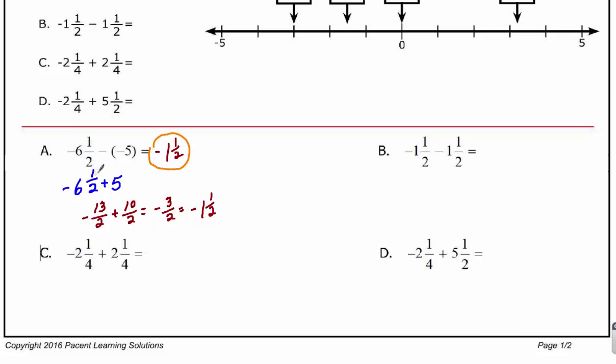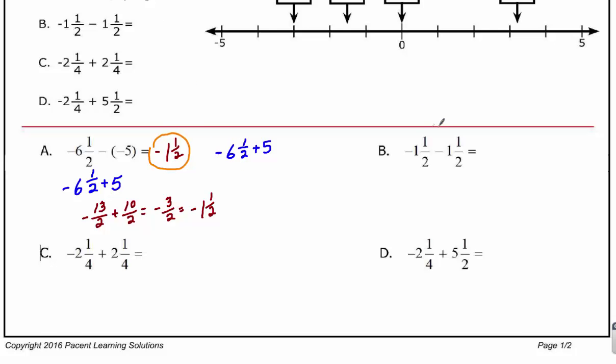You might have also looked at this and said, well, here's the problem that I have. I have negative 6.5 plus 5. 5 of these positives will cancel out 5 of those negatives, which leaves 1 and 1 half left. There's our answer, negative 1.5.